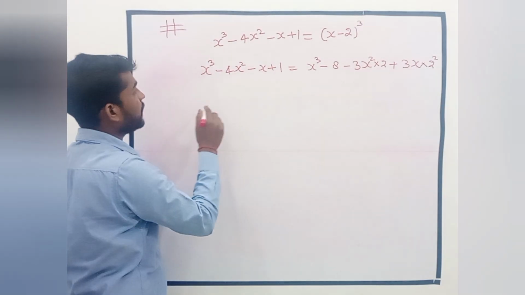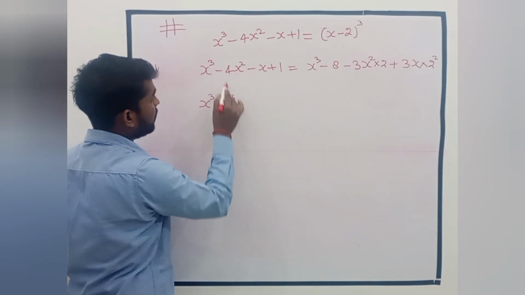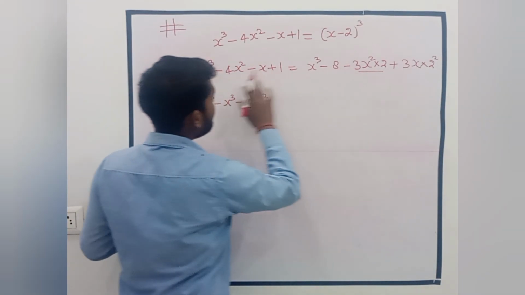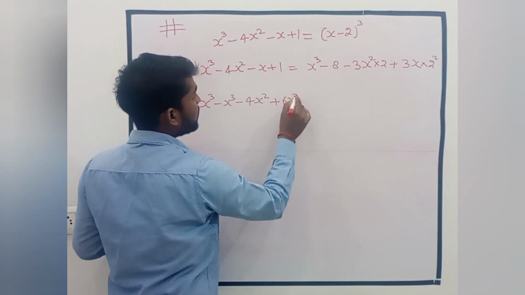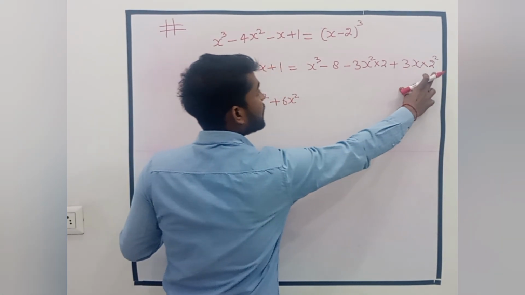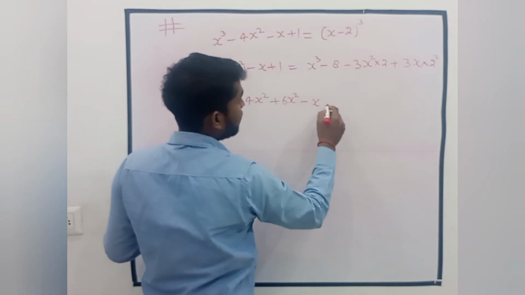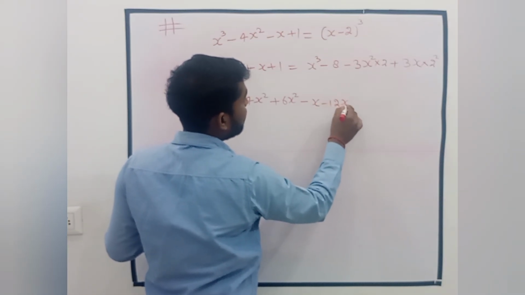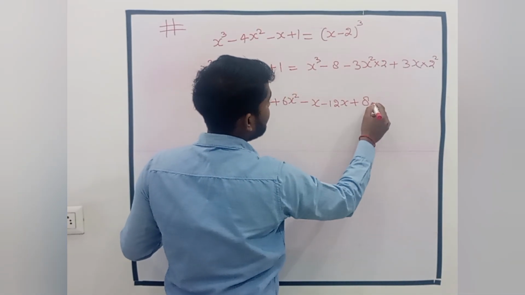Transfer all of the terms to the left side, x cube, and this is minus x cube, this is minus 4x square, and this x square term transferred to this side will become plus 6x square. And this is an x term, and here is this x term, 2 to the 4 3 is 12, minus x, minus 12x, and this is an integer term, and again this is an integer term.